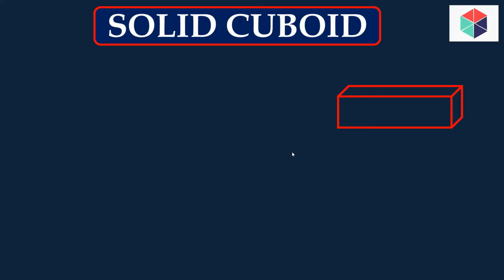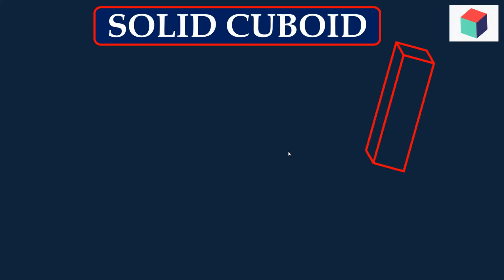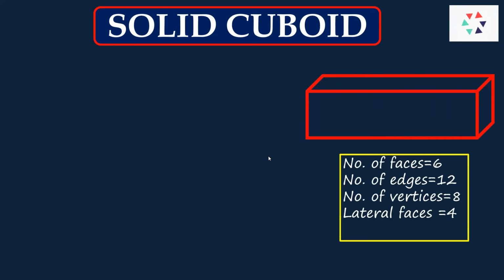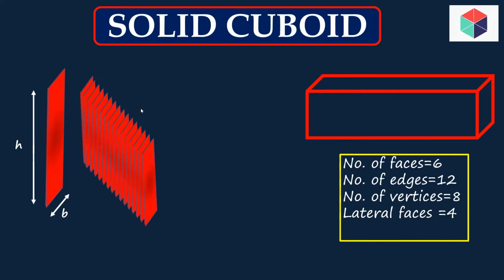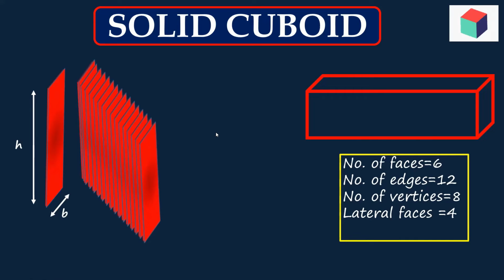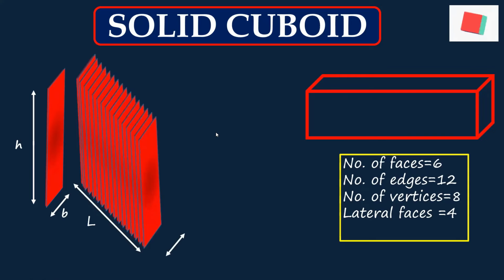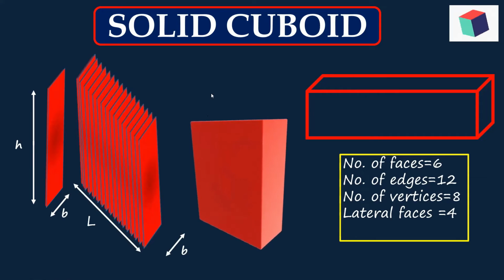Now let's see how to get a solid cuboid. As we know, a cuboid is formed by 6 faces, 12 edges and 4 lateral faces. Here, if I take one of the faces of this cuboid, with height h and breadth equal to b, and if I stack all these faces on one another in this manner, I will get one solid cuboid with length L, breadth b and height h, right?